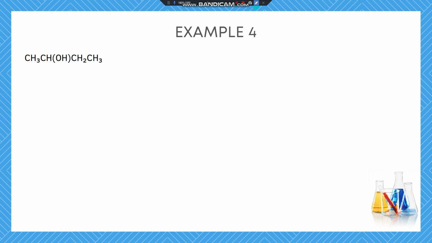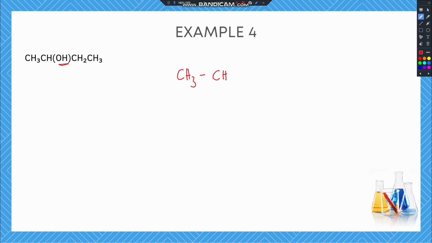Next on our list, we have this organic compound on our screen right now, and we want to name it. So let's redraw the structure in a way that will be more illustrative so we can understand it better. We have CH3 bonded to CH, and that CH has a functional group OH attached to it. So let's indicate the OH, and that is attached to CH2, which is attached to CH3.